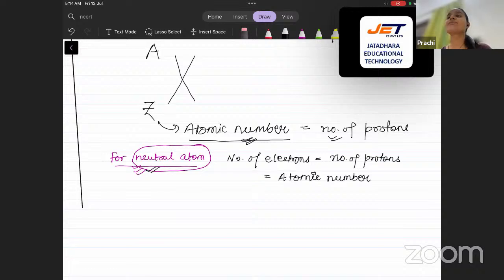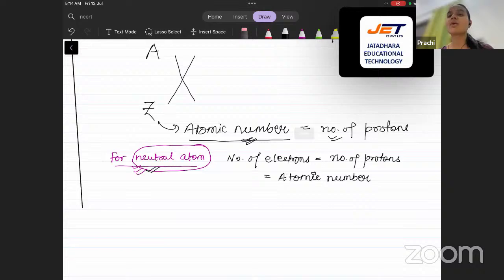So let's suppose you have any ions, that is, if you have a cation or an anion, then in that case we can't say that the atomic number will be equal to the number of electrons. So don't make the mistake of simply keeping the atomic number equal to the number of electrons. We can only write atomic number equals number of electrons when we have the neutral atom, right?